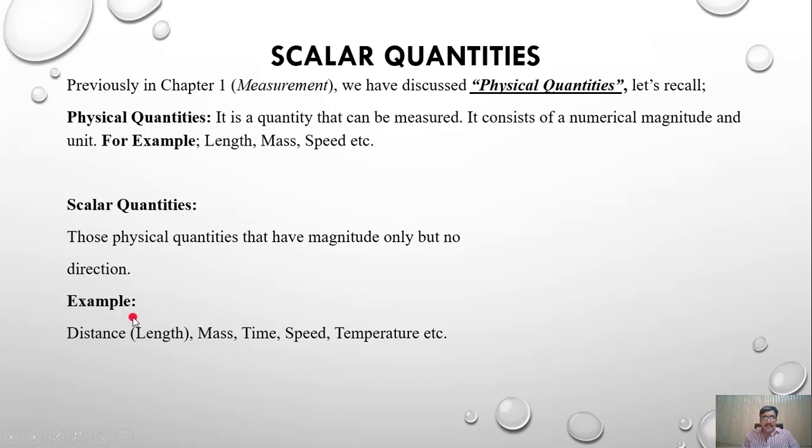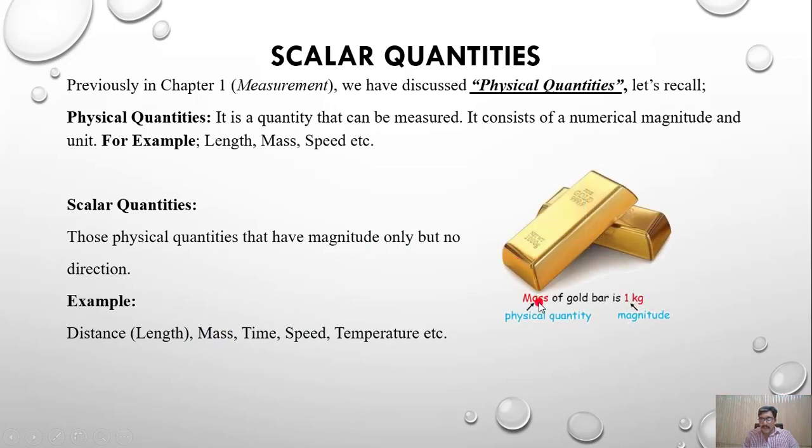For example, distance or length. We only say that the length of the table is 5 meter. We don't say in which direction the length or the distance is. In the same way, when we say that the mass of the body is this much, we don't say in which direction the mass is, because such quantities only have magnitude. So distance, mass, time, speed and temperature are examples of scalar quantities.